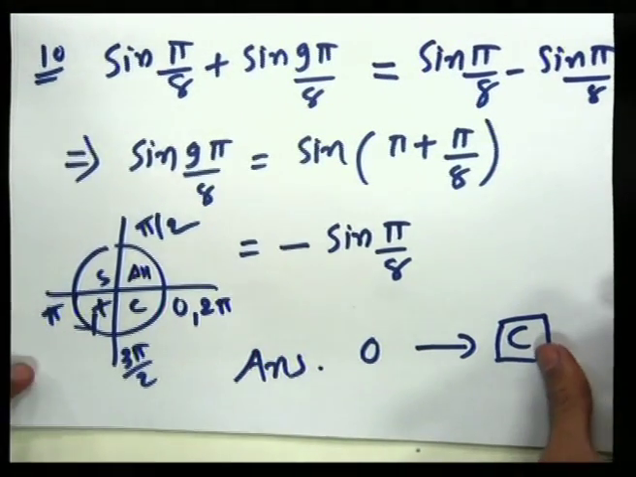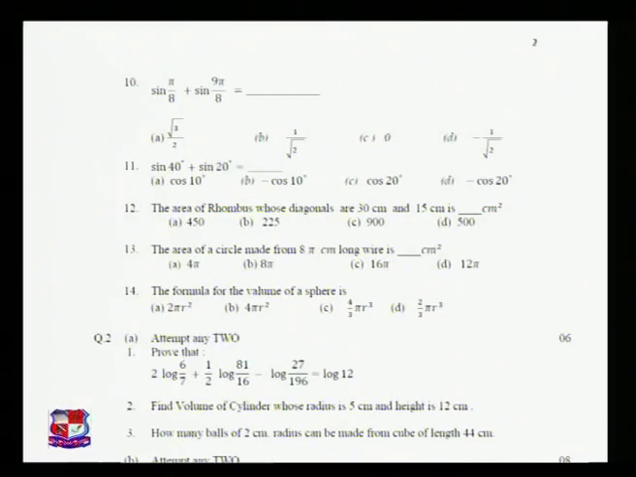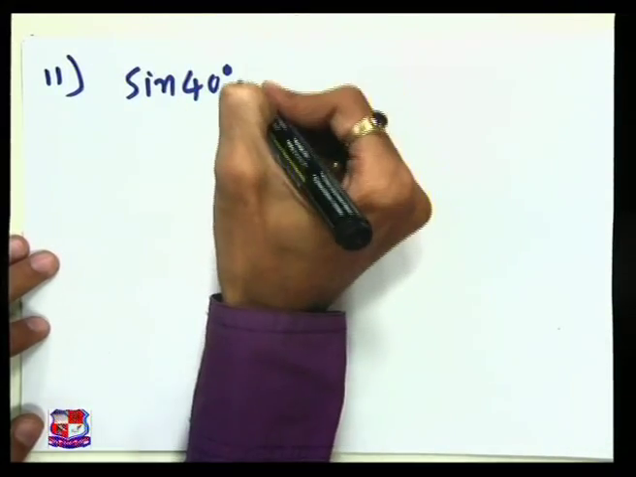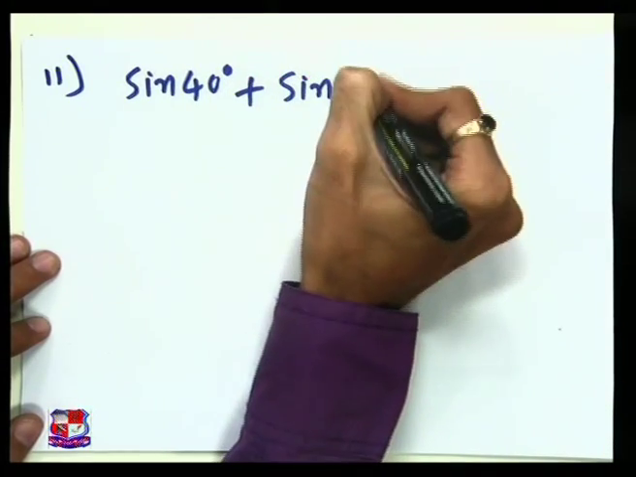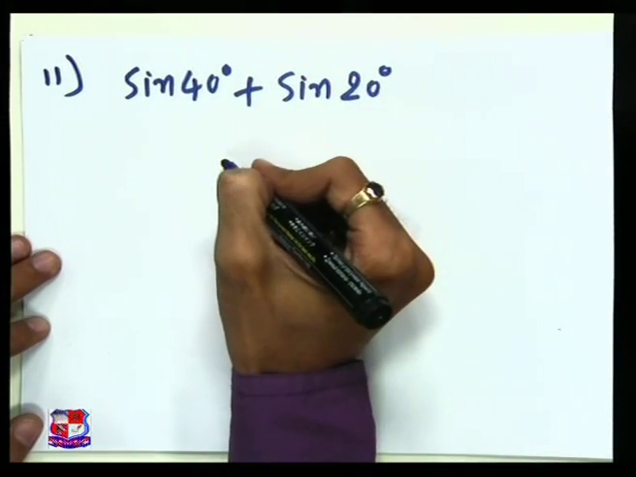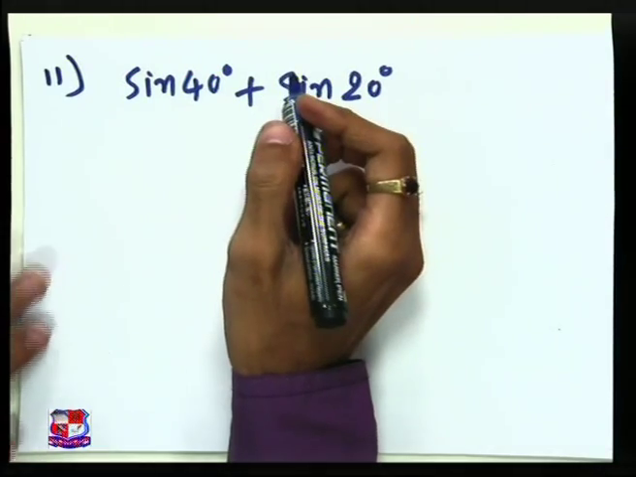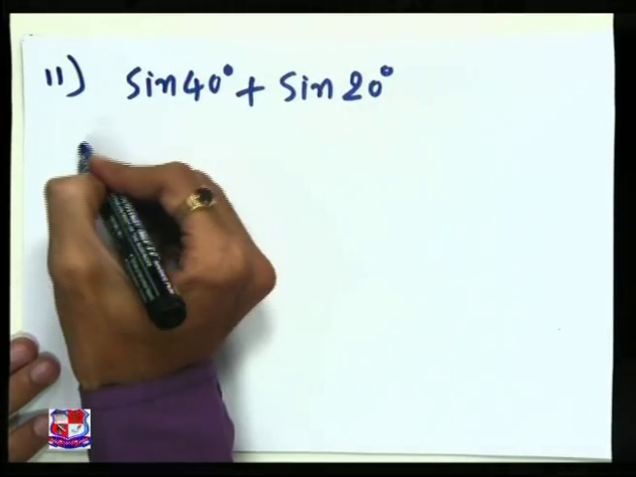Right? Let us move to the 11th question. The 11th question is sine 40 plus sine 20. This is the 11th question. Find sine 40 plus sine 20 degree. We need to find the answer of this. So this is clear cut.